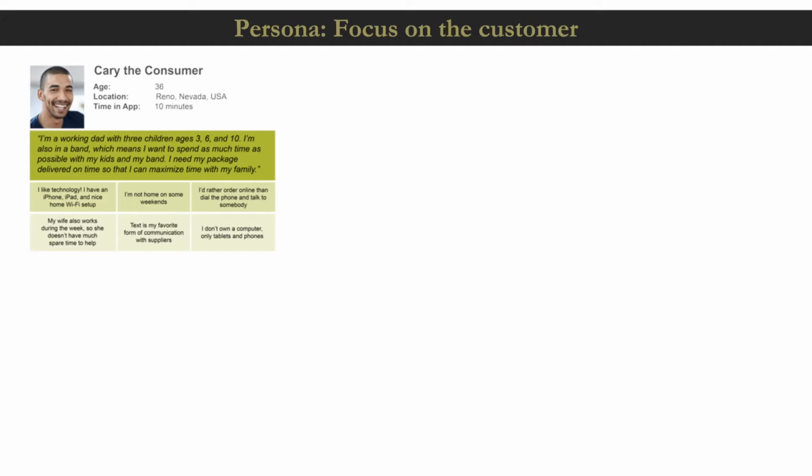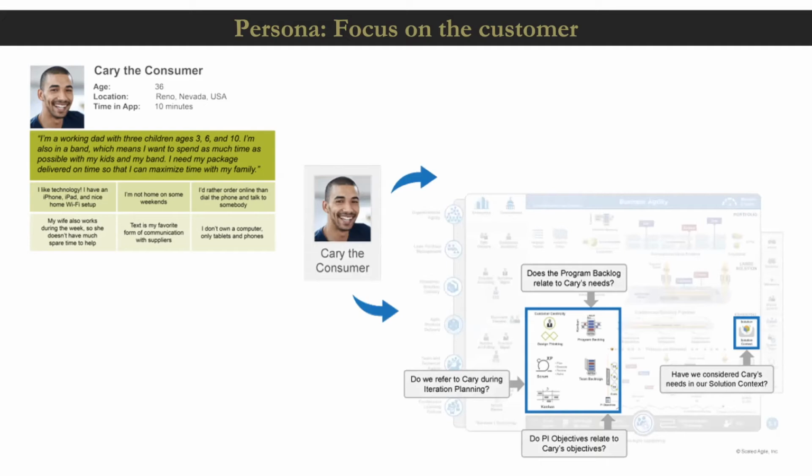Now, you can start to visualize if, on the other hand, I was talking about someone who is not that tech savvy. Their favorite form of communication might not be a text message. They might prefer the regular mail. And these attributes about Carrie, the consumer, help teams think about the context in which this solution is going to operate, the items in the program backlog, and the objectives that the teams have put together. Do they truly relate and align to Carrie's needs? And do we refer to Carrie during iteration planning?